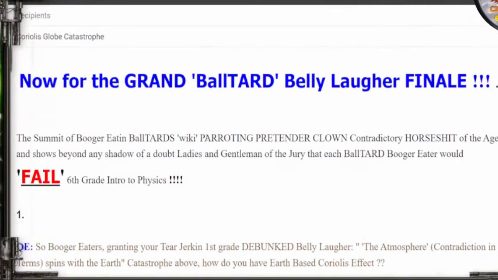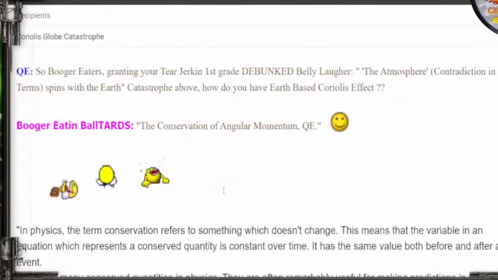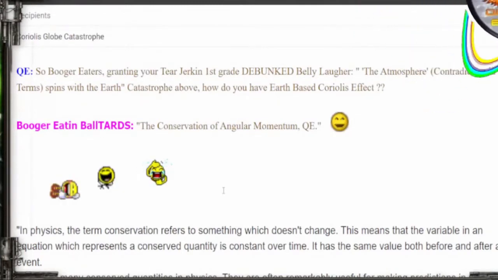Now for the grand Baltard belly laugher finale. Hold on, folks. The summer of booger-eating Baltard's wiki parroting pretender clown contradictory horse shit of the ages shows beyond any shadow of a doubt, ladies and gentlemen of the jury, that each Baltard booger eater would fail 6th grade intro to physics. Here it comes at you. Number 1, QE. So, booger eaters, granting your tear-jerking 1st grade debunked belly laugher, the atmosphere, contradiction in terms, spins with the earth, catastrophe above that I just nuked.